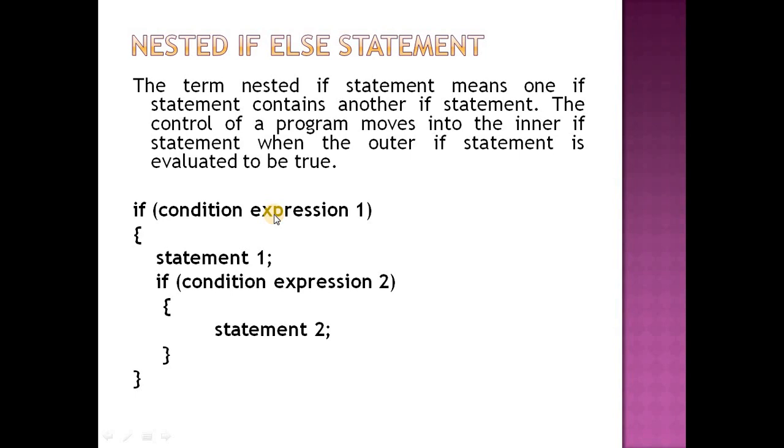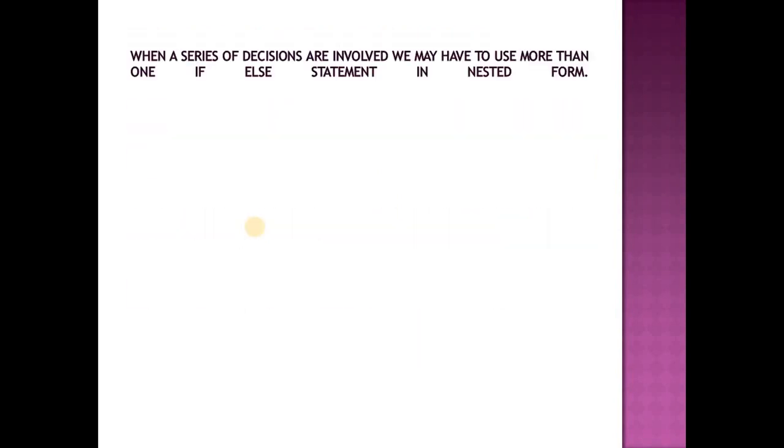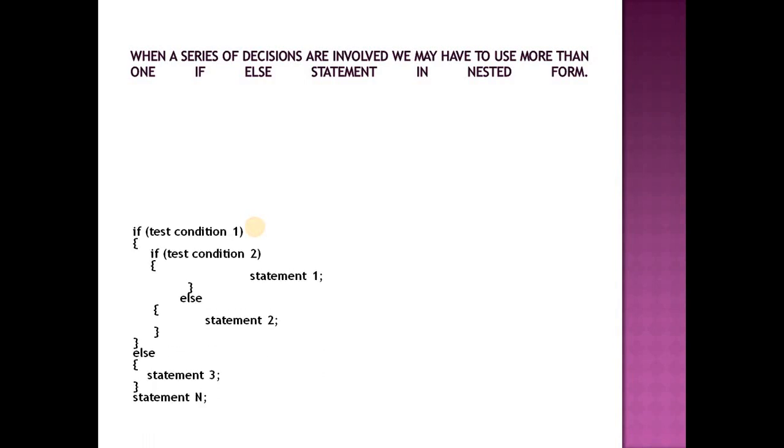Condition expression 1 is executed first, and if true, statement 1 is executed. And the control of program passes to the inner if statement. Statement 2 is executed when condition expression 2 of the inner if statement is true. When a series of decisions are involved, we may have to use more than one if-else statement in nested form. There is one more variant of nested if-else statement.